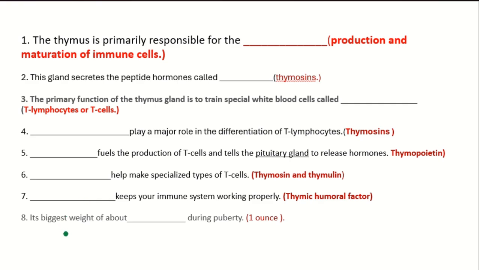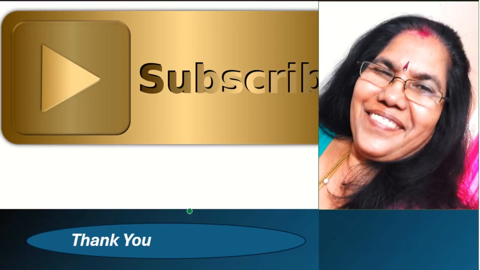The next one. Its biggest weight is about dash during puberty, that is the thymus gland. Give the answer. It is exactly option D. It is 1 ounce. Almost all answered. Very good.